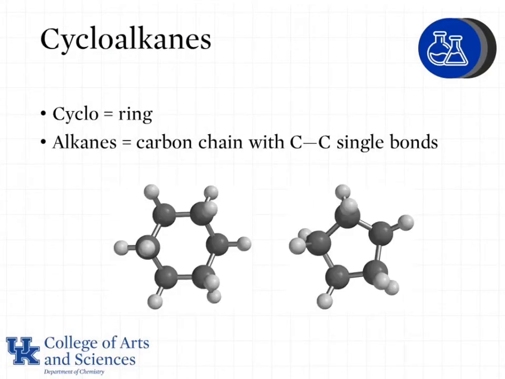Cycloalkanes are very similar to alkanes. The difference is that they form a ring. Cyclo means going in a circle, so we have a ring of carbon atoms. We see that it has the -ane suffix, so that tells us we still have carbon-carbon single bonds. We also know that we have to have enough hydrogen atoms so that every carbon has 4 bonds. So we have our ring for each of those, all single bonds, and enough hydrogens to form 4 bonds.